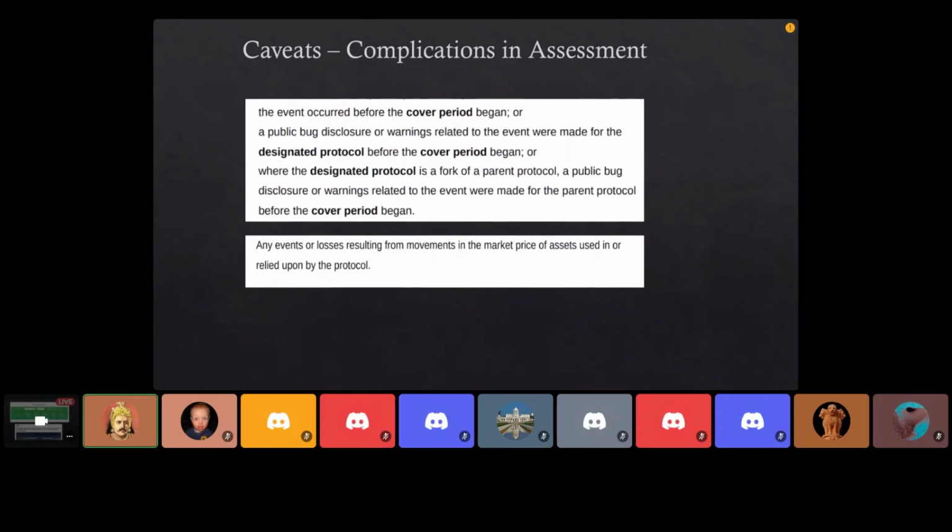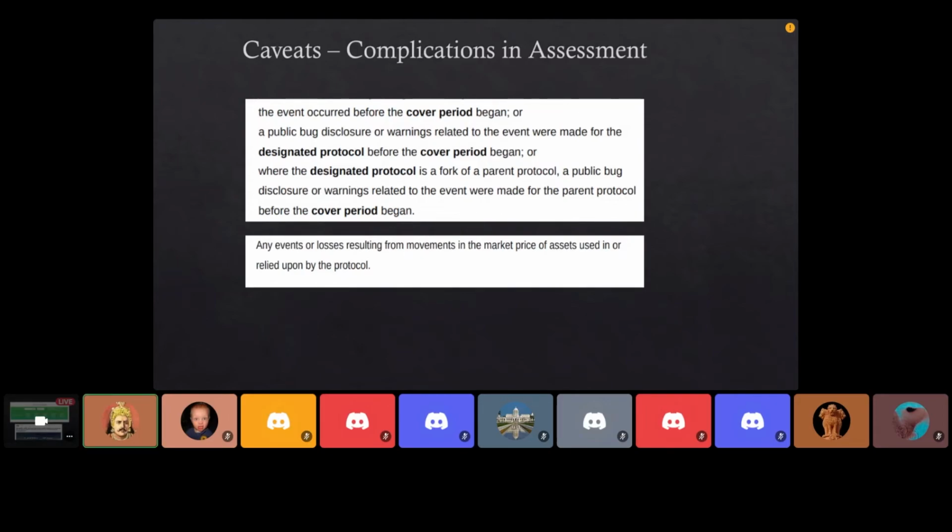Just to put out some minor, interesting caveats that I found. If you see the first caveat, it says that if before the cover period there was some public bug disclosure or warnings related to the event, then you will not be covered for that particular event. That is fair enough. But the second point is, if the designated protocol is a fork of a parent protocol, and there is a bug announcement from the parent protocol, again the claim will not be settled. So this is where it goes deeper and deeper.